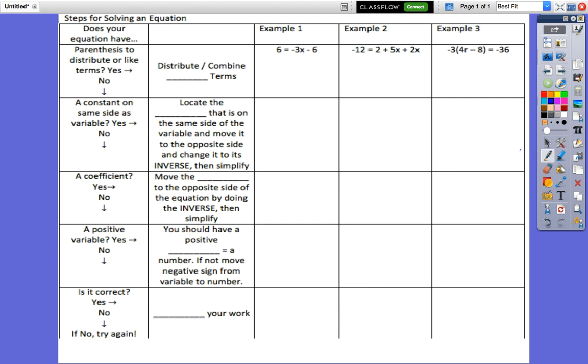Hey guys, so today we're going to talk about two-step equations. Two-step equations are the same concept as one-step, we just have a few more steps that we have to solve. So we are going to look at example 1. We have 6 equals negative 3x minus 6.